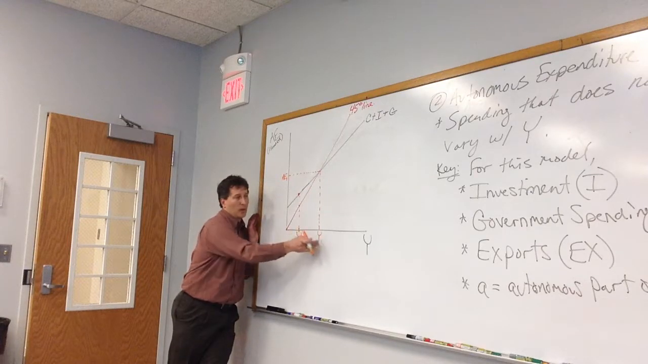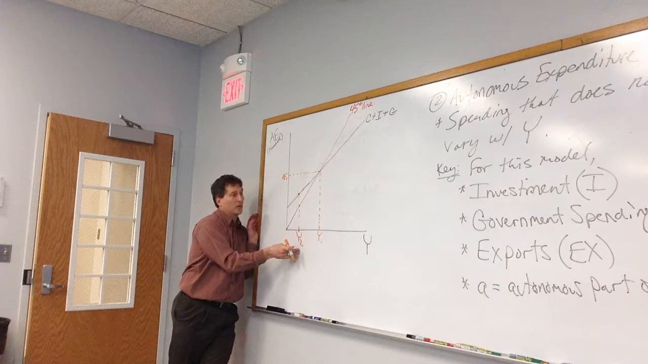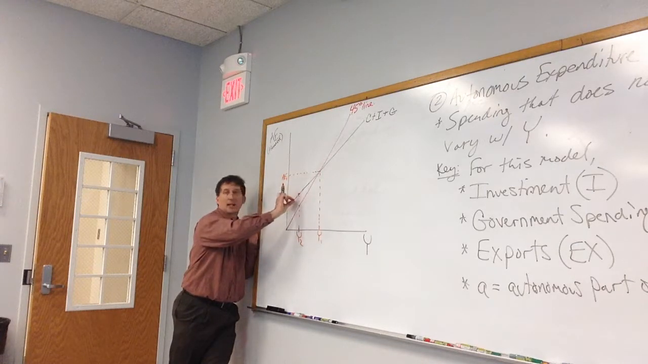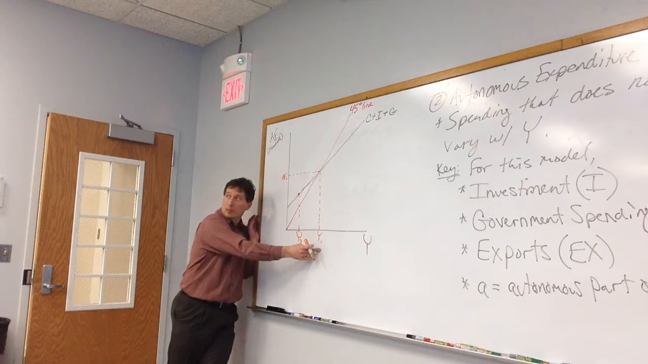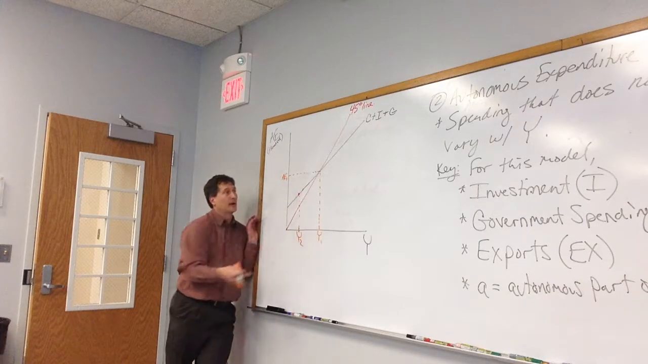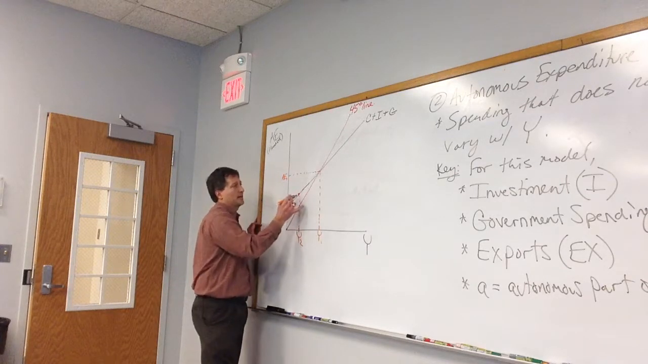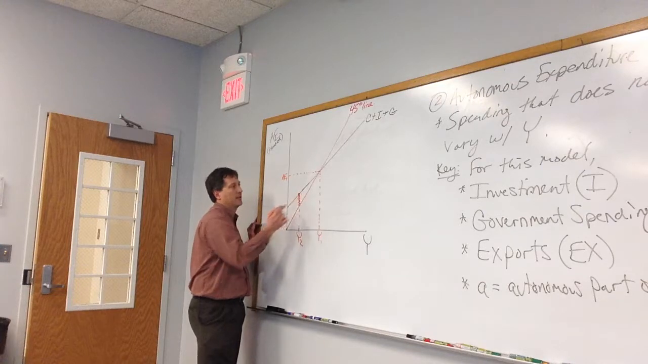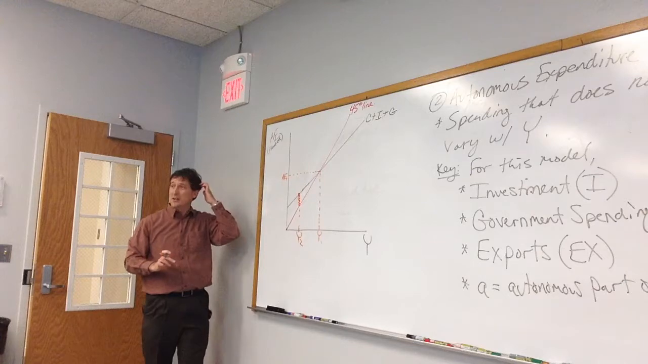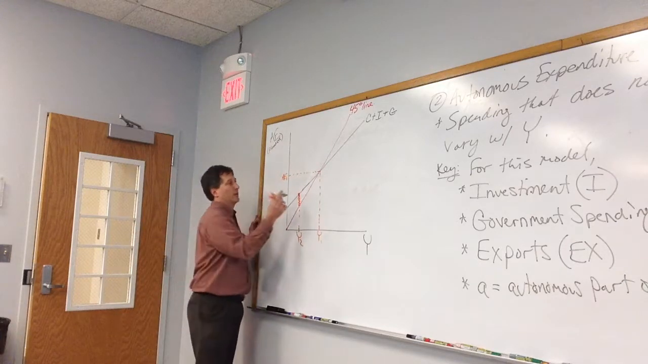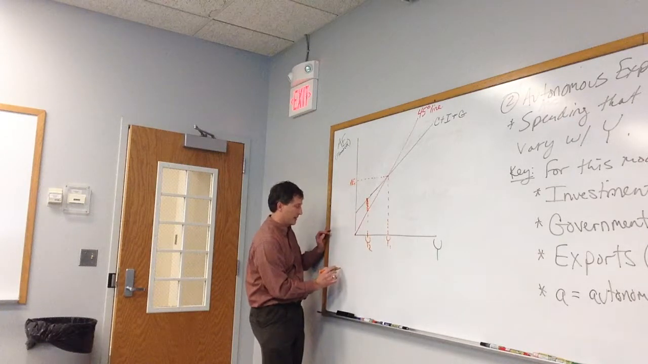And so if we were at a level that was too low, we'd have inventories declining, which would signal to businesses to ramp up production so that they don't run out of inventory. So at Y2, we've got this vertical distance here. That vertical height tells us the amount of dollars that we're short. We've got spending greater than our income.